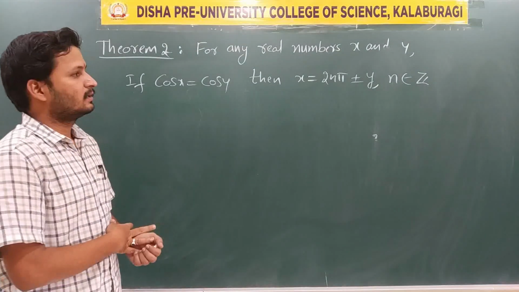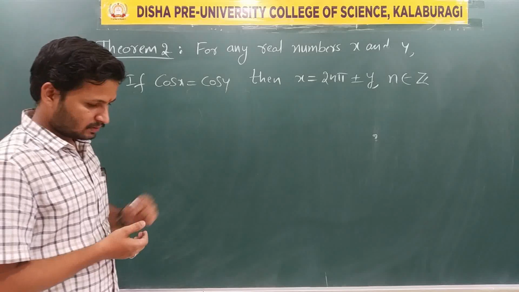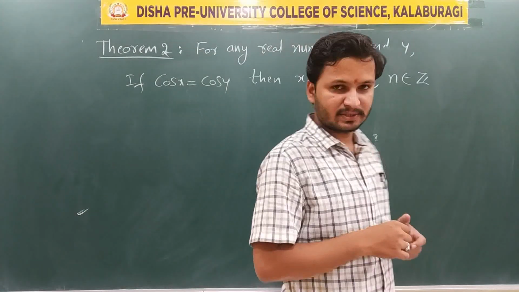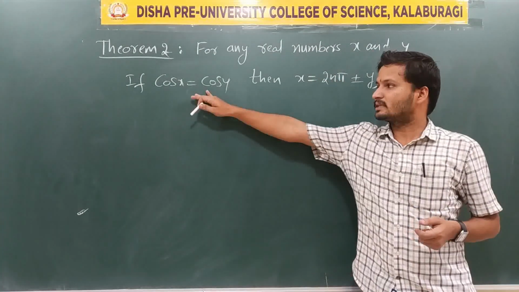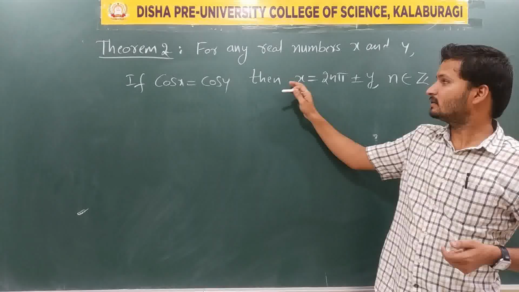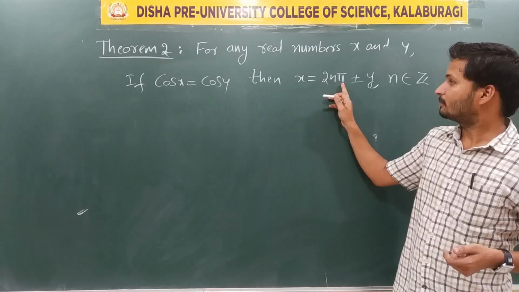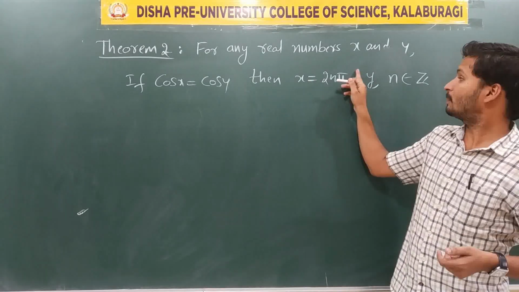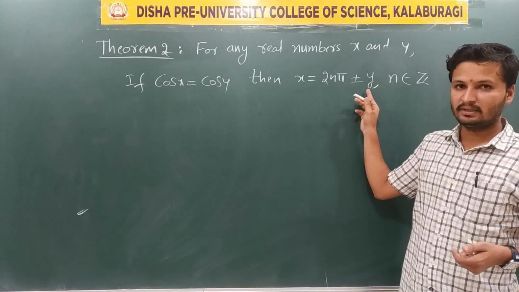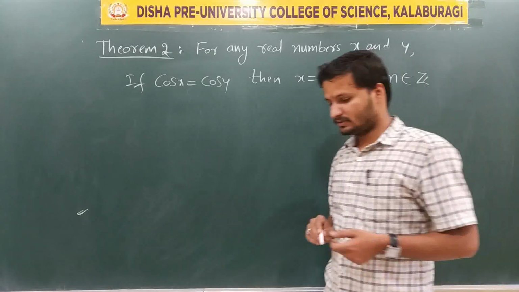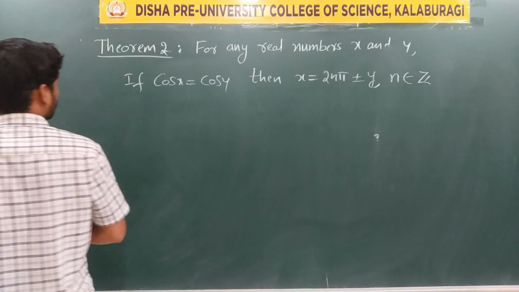So here in theorem number 2, x and y are any real numbers. If cos x is equal to cos y, then x is equal to an even multiple of pi plus or minus y, where n is an integer. Let us do the proof.